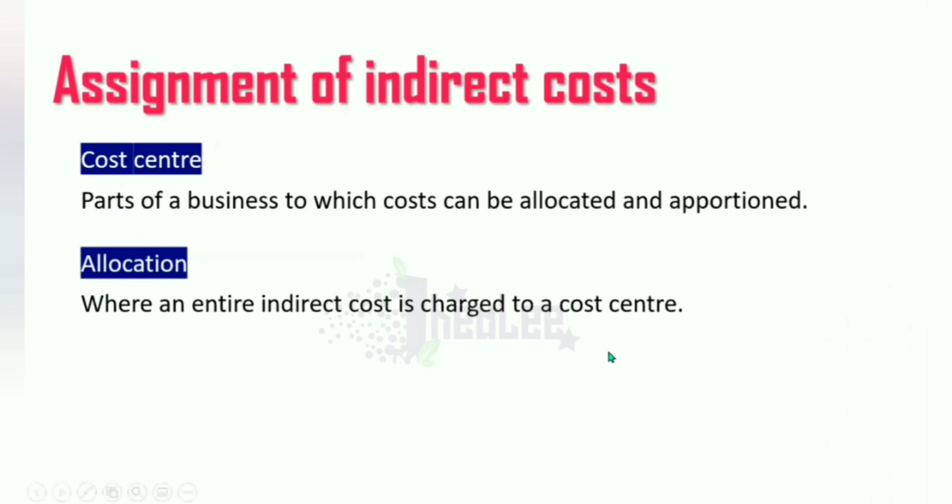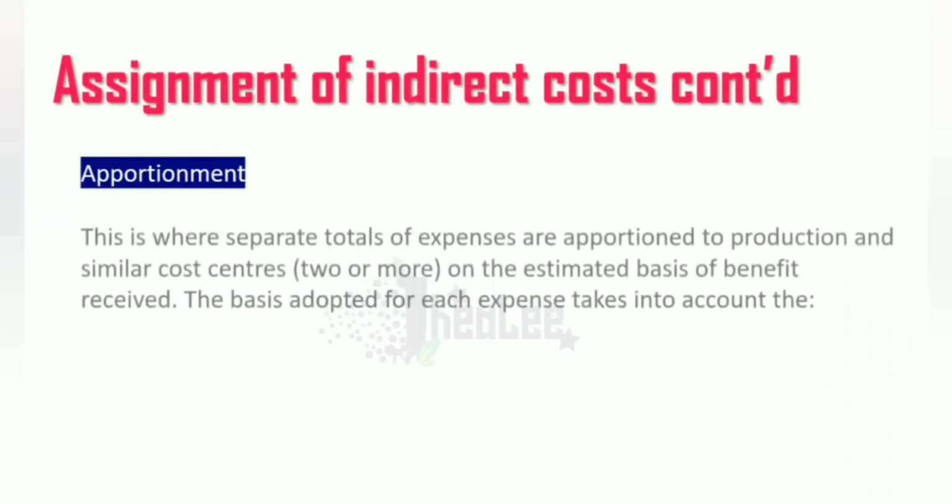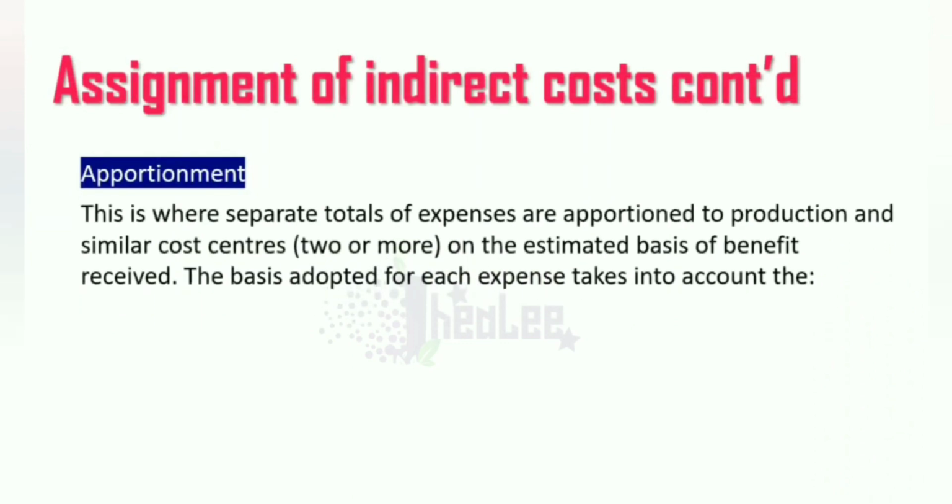We're now going to look at what we refer to as apportionment of costs, indirect costs. Apportionment is where separate totals of expenses are apportioned to production and similar cost centers, two or more, on the estimated basis of benefit received. So based on the amount of benefit, if it is 10%, if it is 20% of the overall cost, if it is 50% of the overall cost, that is what will be apportioned to that particular cost center.